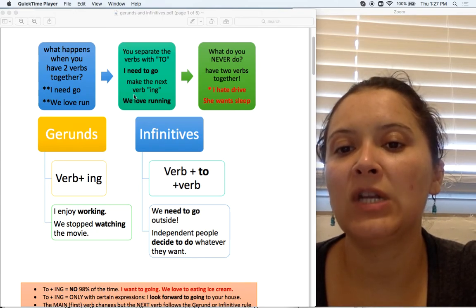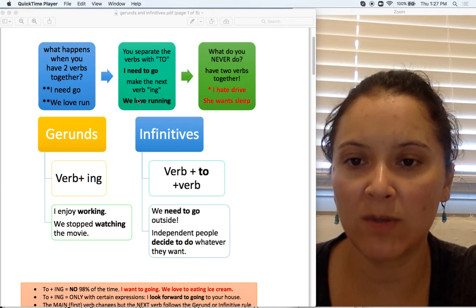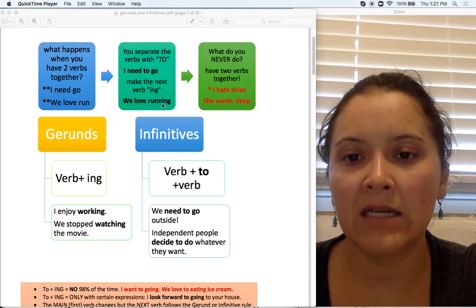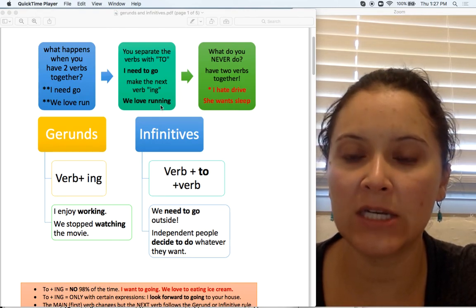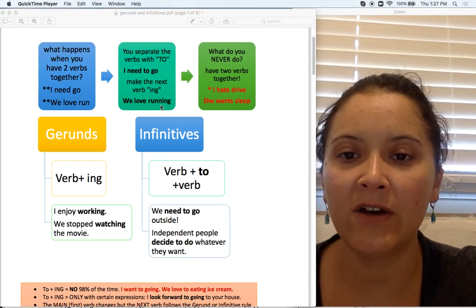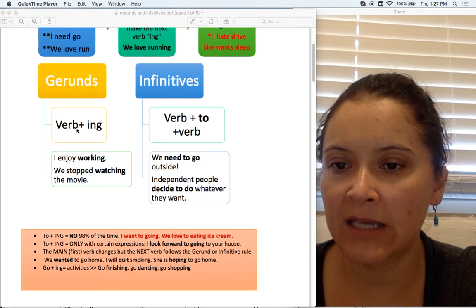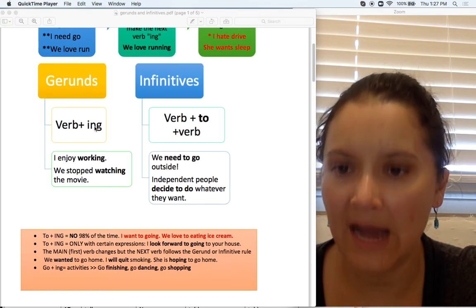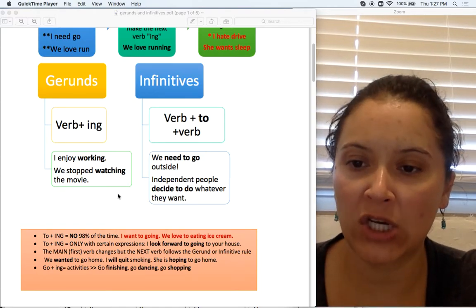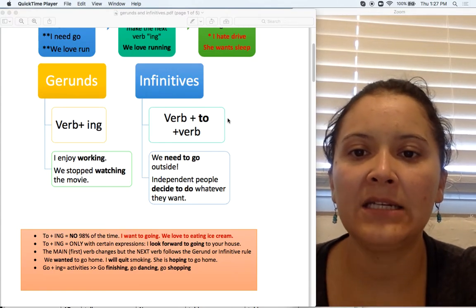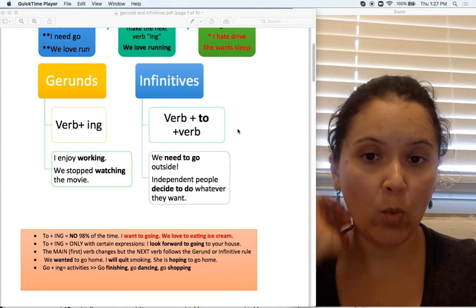Or the other solution is to make the second verb, see this right here is the main verb, the first one, and the second one is the one that we turn into "ing," the one that we turn into the gerund, right? So the gerund, again, is a verb followed by "ing," like this. "I enjoy working. I stopped watching the movie." And the infinitive is the one where you separate both verbs with "to."